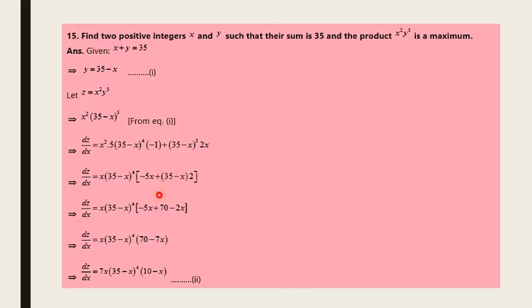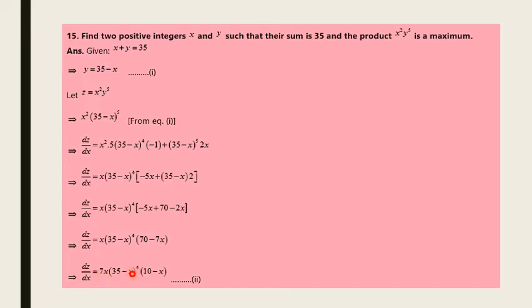Now let us open it and simplify. We'll be getting x into (35 minus x) raised to 4 into (70 minus 7x). Again you may take 7 out. So 7x into (35 minus x) raised to 4 into (10 minus x). Now we have it completely in factor form. Now we will equate with 0 to get the turning points, or to get the x values.